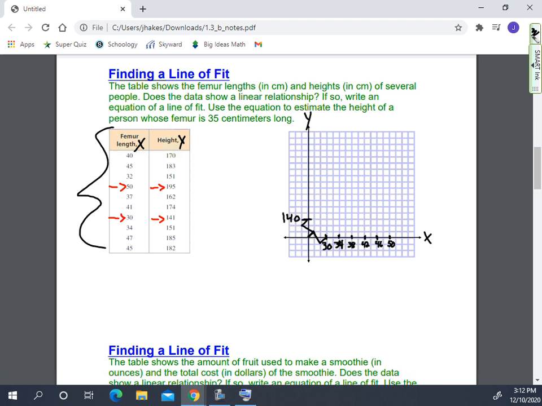It doesn't have to be the same as my x. Okay, it does not have to be the same as my x. It has to be consistent though. So here's going to be 150, 160, 170, 180, 190, and I have to get up to 195, so I have to go up to 200. Perfect.